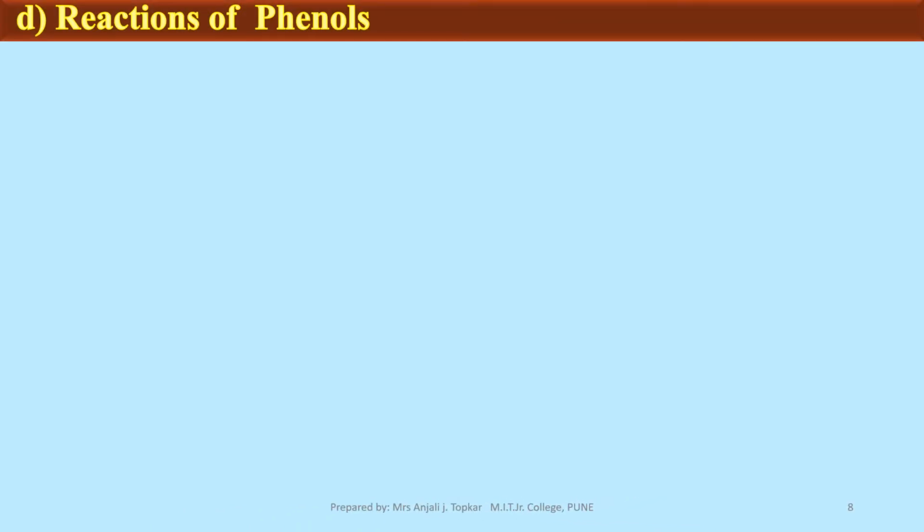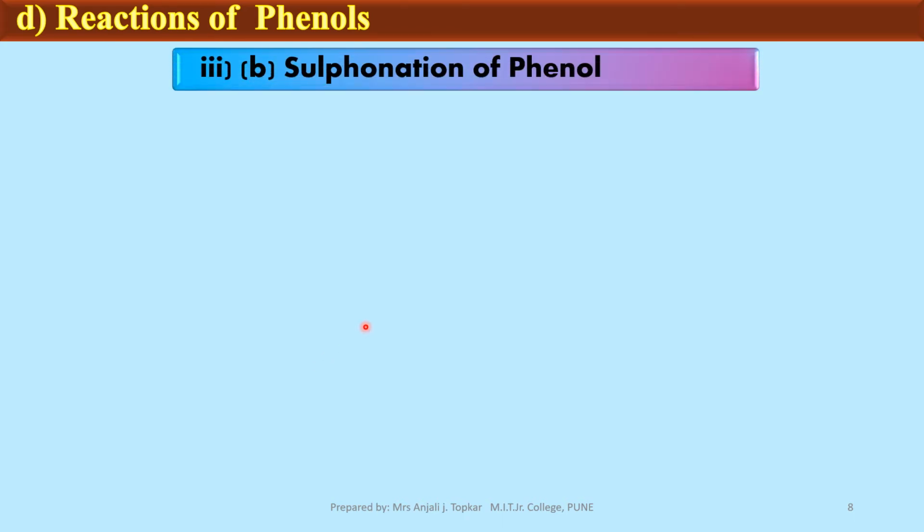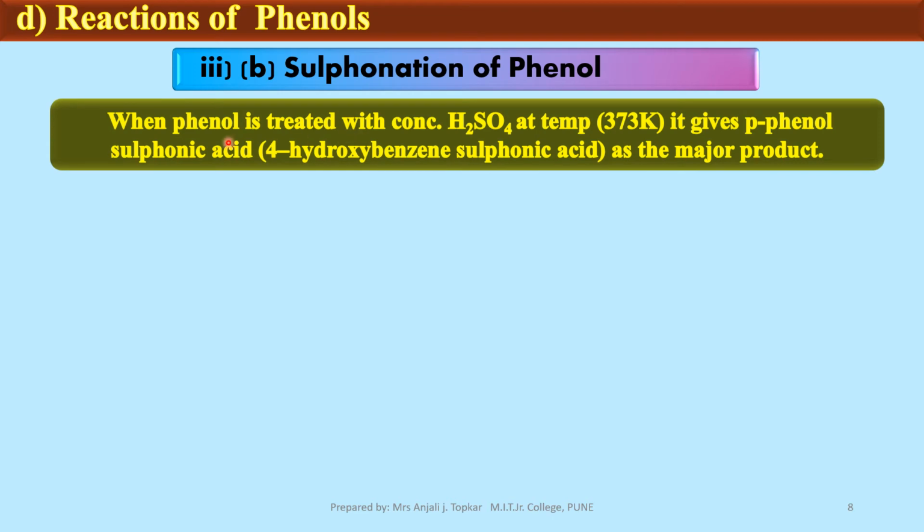Let's see sulfonation of phenol with concentrated H2SO4 at 373 Kelvin. It gives paraphenol sulfonic acid, that is 4-hydroxybenzene sulfonic acid, as the major product.